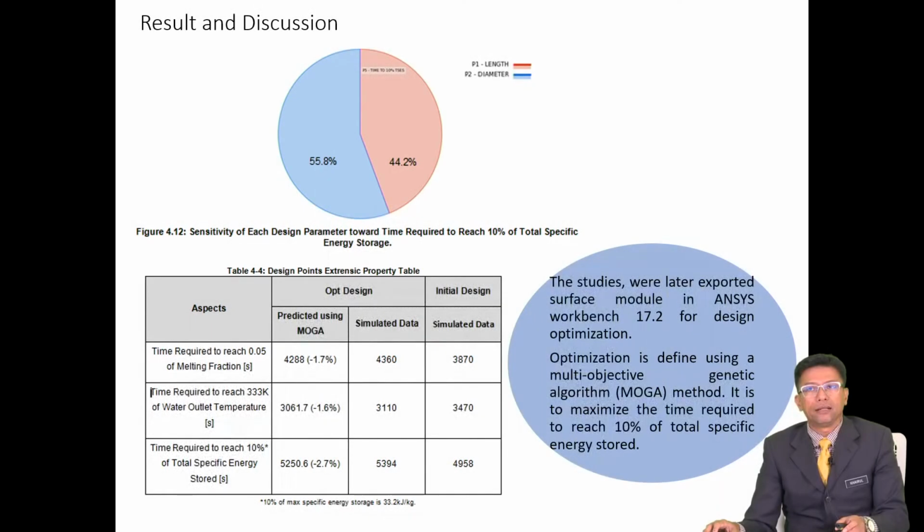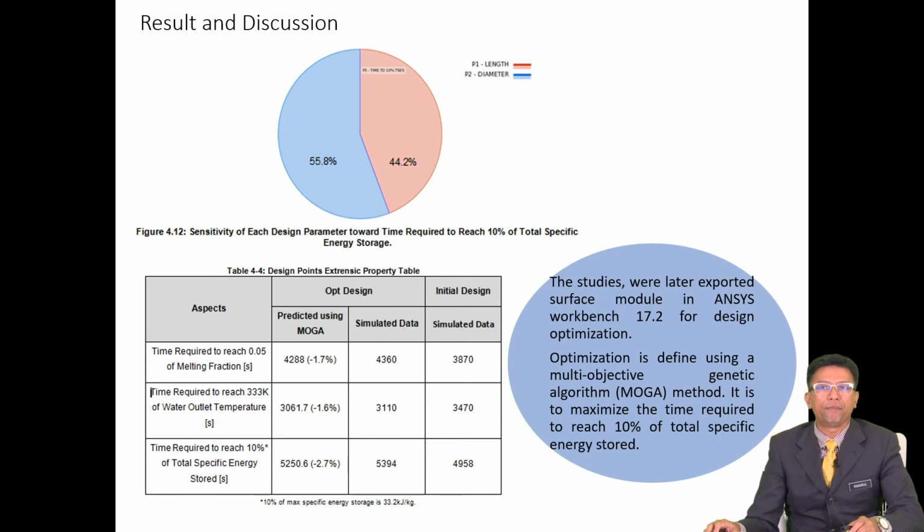For this slide, as shown in figure 4.12, from the simulation result on design optimization using MOGA, it can be concluded that the effect of increasing the storage diameter for the optimal design is higher than increasing the storage length, with a percentage of 55.8% versus 44.2%, with about 12% more increase of stored energy.